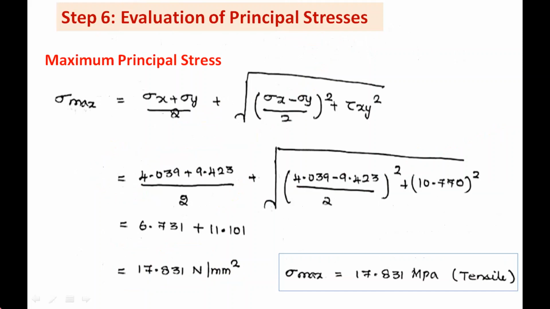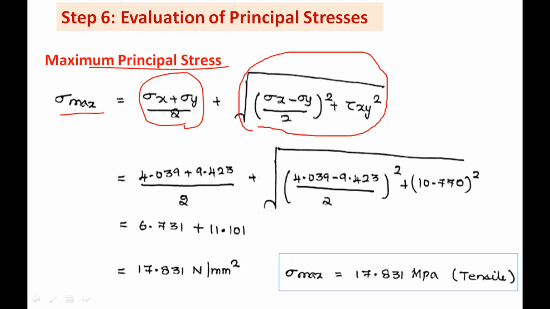So for evaluation of the principal stress, the maximum principal stress, sigma max, is equal to (sigma x plus sigma y) by 2, the average term, plus the radical term, root of ((sigma x minus sigma y) by 2) whole square plus tau xy square. Substitute the sigma x value, sigma y value, and tau xy value evaluated. Then reducing all the terms, finally we get sigma max equal to 17.831 Newton per mm square.